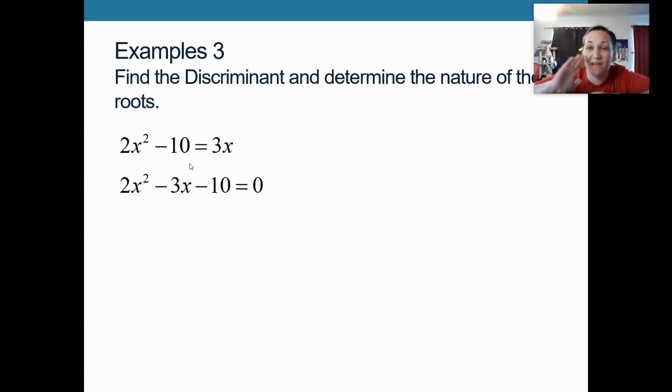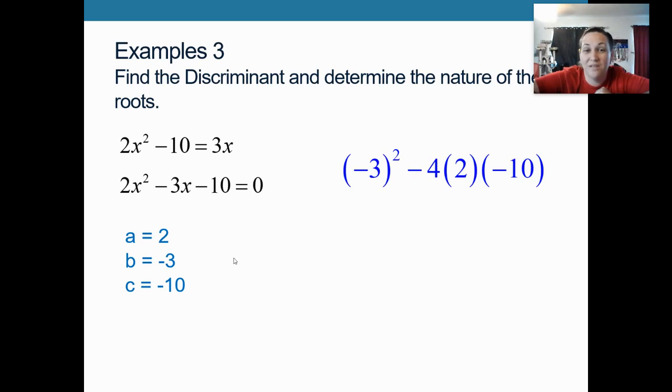So it needs to have the x squared first, the x in the middle, and the constant at the end. Don't just tack that negative 3x at the end, because then you might accidentally get your a, b, and c wrong as well. So make sure it's in the correct order. All right, in this one, my a is 2, my b is negative 3, and my c is negative 10. And for today, we are only doing b squared minus 4ac.